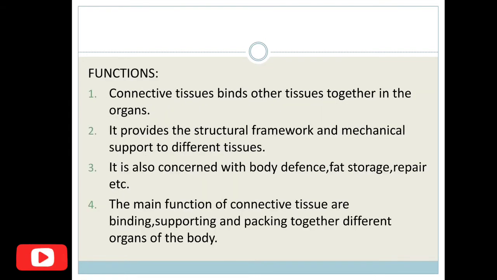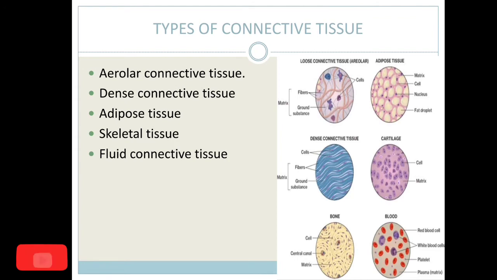The main function of the connective tissue is binding, supporting and packing together the different organs of our body. There are different types of connective tissue, and you can see them here in the picture. The first one is the areolar connective tissue, which is also known as the loose connective tissue. Next is the dense connective tissue. You can see here in the picture, this is the dense connective tissue.